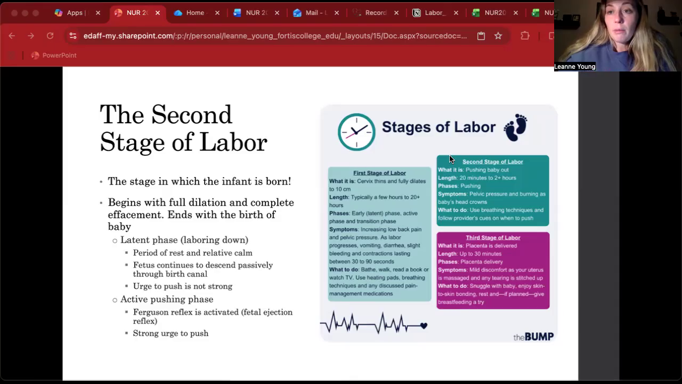The mom is probably complete. She's definitely complete because that means she's in the second stage of labor, but she's not having that urge to push yet. That's just the baby getting into a better position for starting a push. Okay. And then we have the active pushing phase. This is when that Ferguson reflex is activated, or the fetal ejection reflex. That is the mom's like really, really strong, intense, I'm gonna poop, I need to push urge. Okay. And most of the time, you can't tell a mom not to if she is wanting to. Okay, so that is what we're looking for here, that strong, strong urge to push.